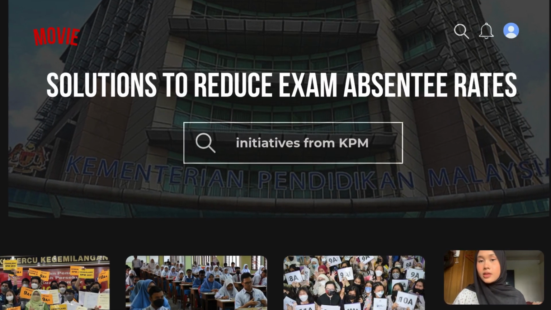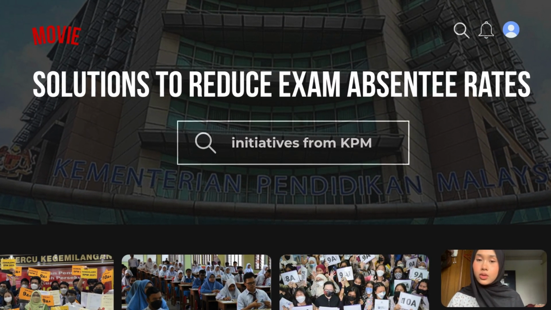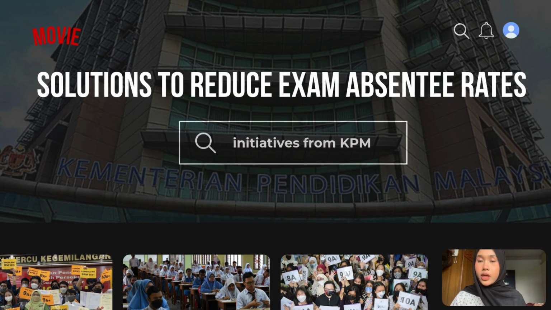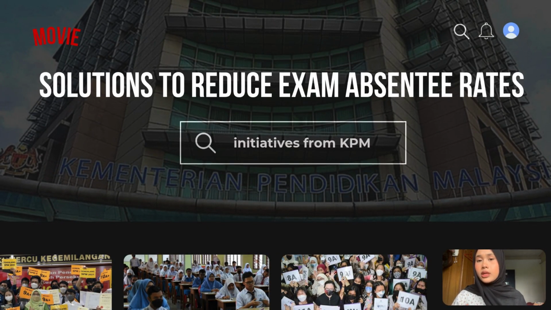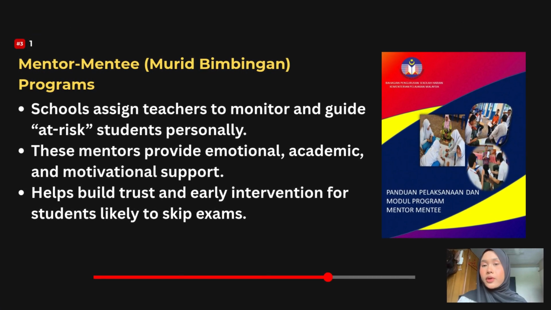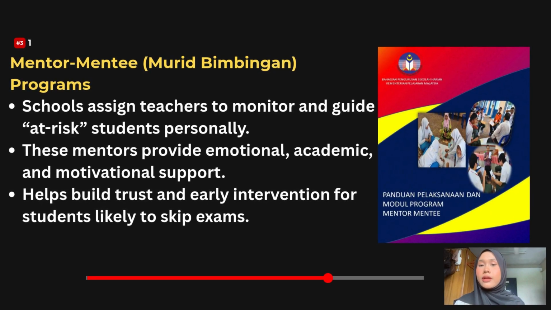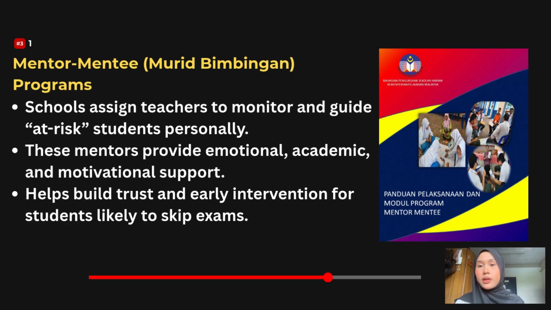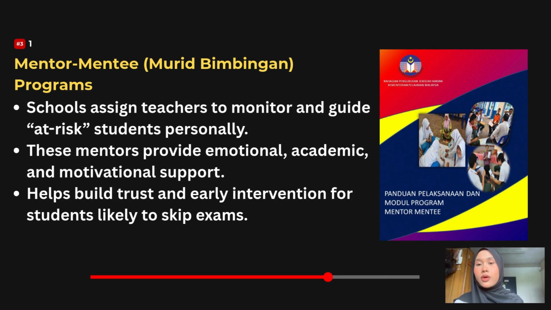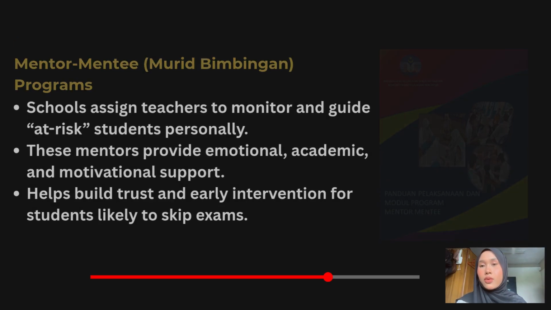SPM absenteeism is a serious concern affecting student futures and school performance. The Ministry of Education (KPM) has introduced several strategies to address this issue effectively. Firstly, mentor-mentee programs. Schools assign teachers to monitor and guide students personally. For example, check their academic progress and homework completion. These mentors provide emotional, academic, and motivational support. Mentor-mentee also helps build trust and early interaction for students likely to skip the exam. It is important for students to encourage goal setting and personal growth.